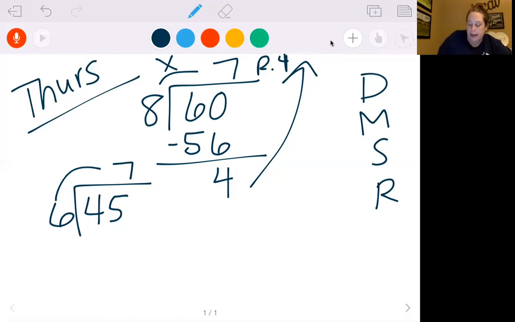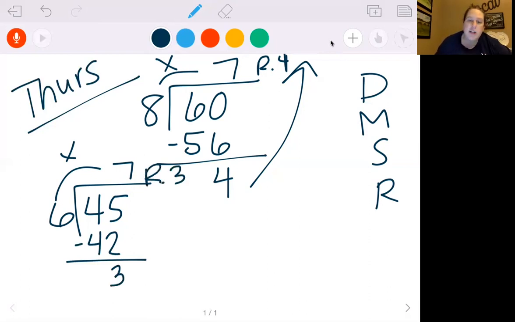Then I'm going to multiply those two numbers. 6 times 7 is 42. I'm going to subtract that and get 3. So our answer is 7, remainder 3.